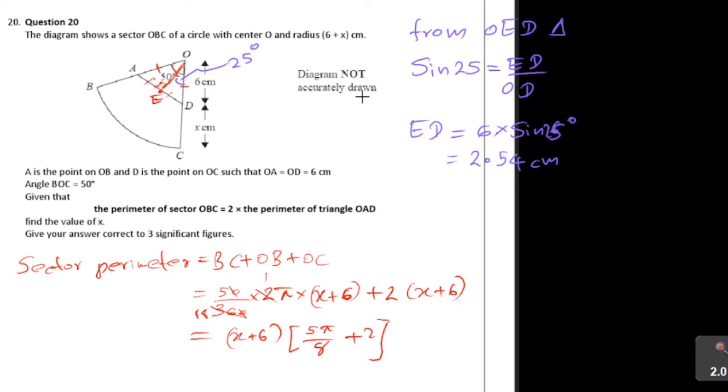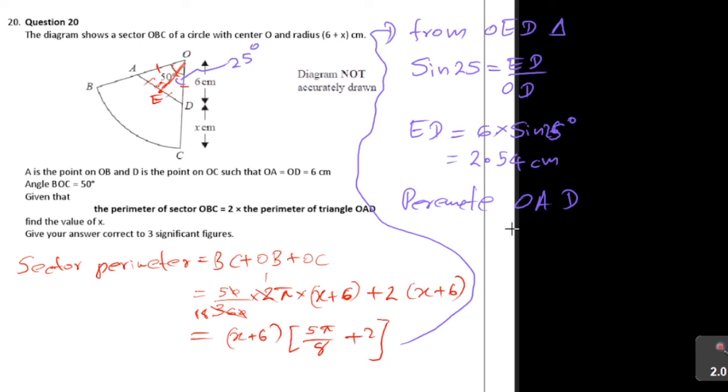Now we can find the perimeter of the triangle OAD. The perimeter of OAD equals 6 plus 6 plus 2.54 into 2. Keep in mind ED is just half of the AD length. So how much are we getting? 17.08 centimeters. Now we can equalize these two using the relationship given to us and find the value of x.